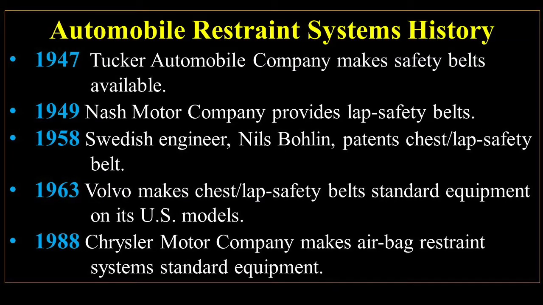Let's conclude this chapter with a little bit more look at the car safety that they spoke about. Here is the automobile restraint system history. It may surprise you. 1947, Tucker Automobile Company makes the safety belts available. Nash Motor Company provides lap safety belts. That's 1949. 1958, Swedish engineer patents chest lap safety belt. 1963, Volvo makes chest lap safety belt standard equipment on U.S. models. 1988, Chrysler Motor Company makes airbag restraint safety system standard.